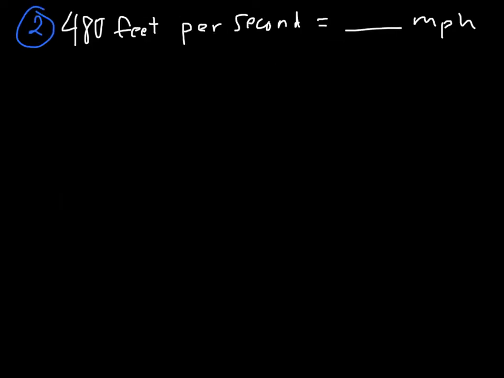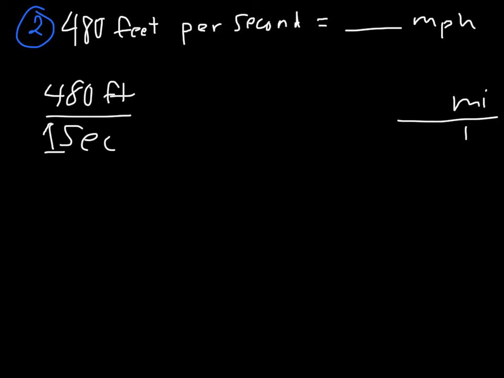This one, number 2, says 480 feet per second equals how many miles per hour? Okay, so now we're going the other way. We want feet per second into miles per hour. Okay, so again I'm going to start with my 480 feet. Again, per means divide, per second, and that's 1 second. Per 1 second. And again, my end goal is to have miles per hour over here.